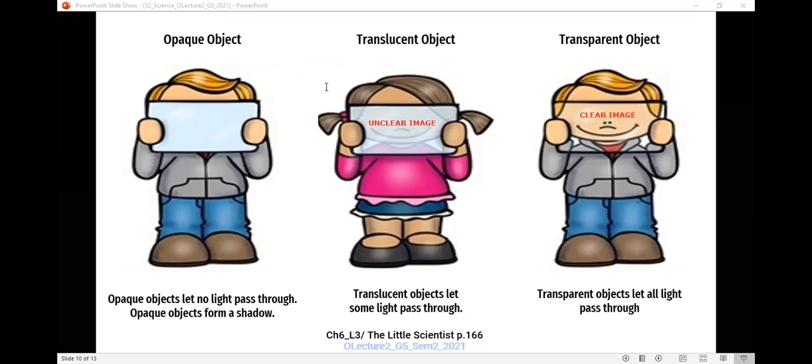If light is completely blocked, it cannot pass at all through it, and we cannot see what's behind the object, we say this is an opaque object, like a book. Imagine that you are looking through the book, you cannot see what's behind. Translucent objects give an unclear image of what's behind. They let some of the light pass through. Transparent objects let all the light pass through, and we can see through them clearly.